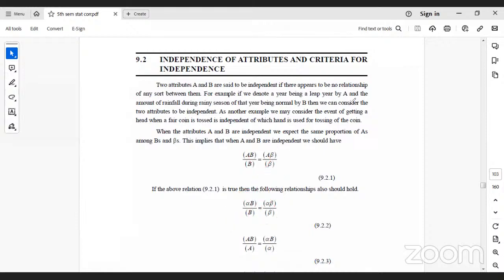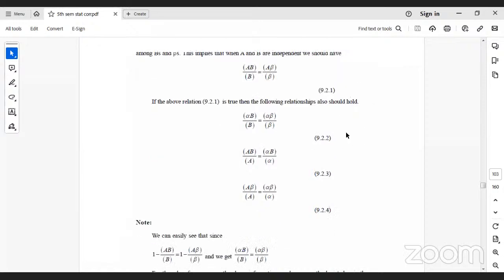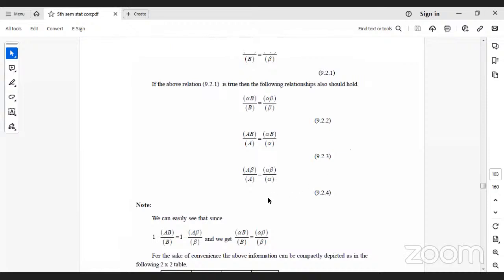So we are taking these conditions here. Alpha beta by beta. Therefore AB by A is equal to alpha B by alpha. When we take the condition, these are 9.2.1 and 9.2.2, and AB by A is equal to alpha beta by alpha. Another condition we are taking here is A beta. When we take AB it is alpha beta, and when we take A beta it is alpha beta. The condition is changed here. So A beta by A is equal to alpha beta by alpha.